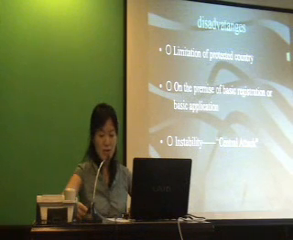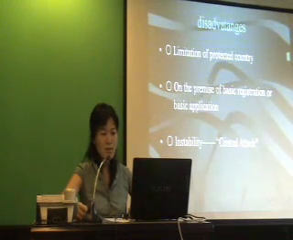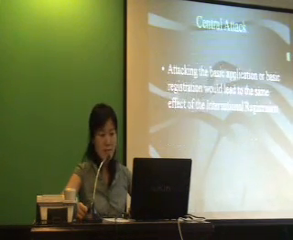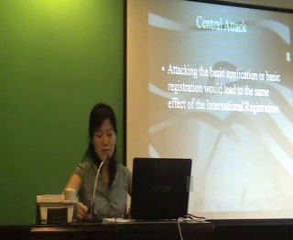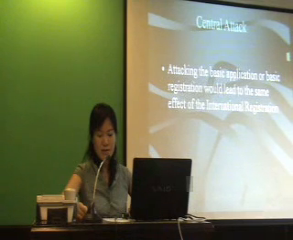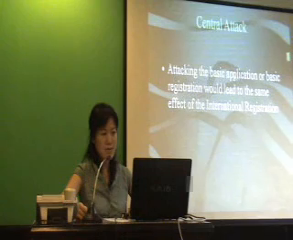Another disadvantage of the Madrid system is what's called the central attack. That means any refusal, withdrawal, or cancellation of the basic application or basic registration within 5 years of the registration date of the international registration will lead to the same effect on the international registration.